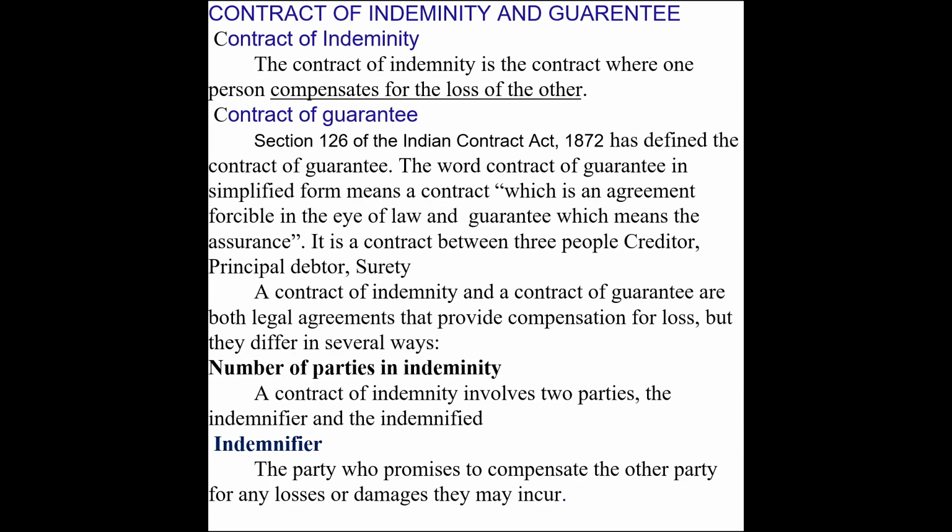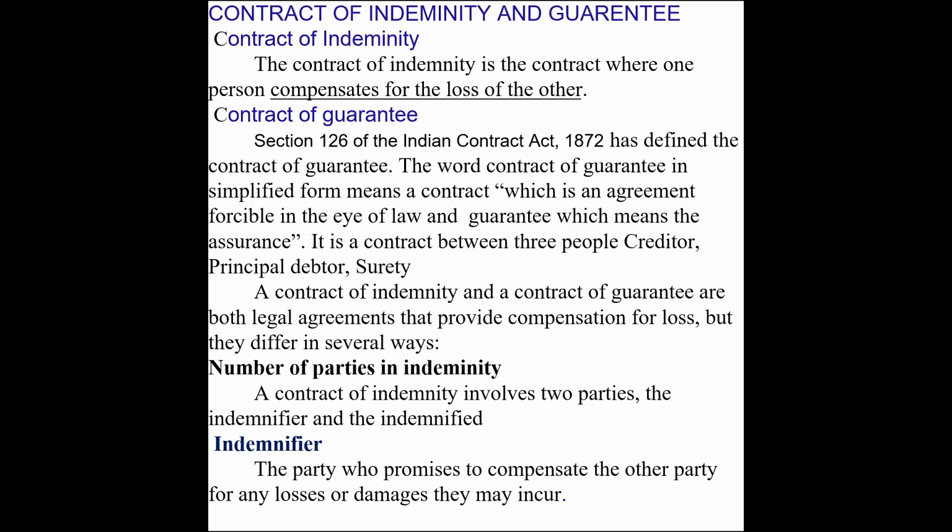The next one is contract of indemnity and guarantee. So what do we mean by contract of indemnity? Contract of indemnity is nothing but when one person compensates for the loss of another person. Then contract of guarantee, as per Section 126 of the Indian Contract Act, 1872, is an agreement in the eye of law, and guarantee means you are giving some assurance for the loss that you have suffered. In both these contracts, multiple parties are involved.